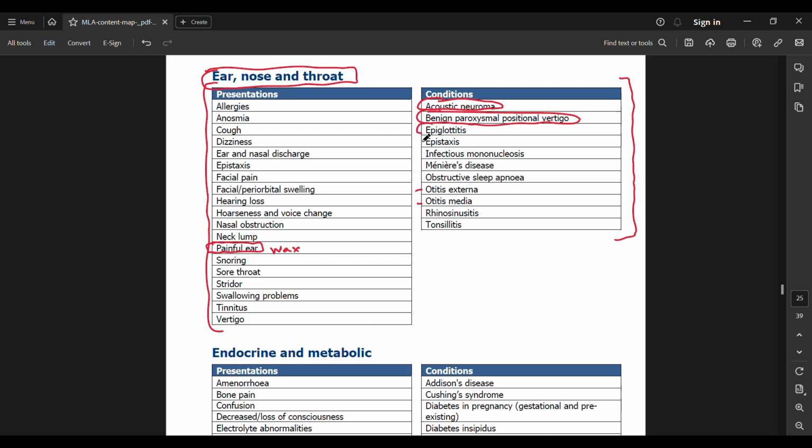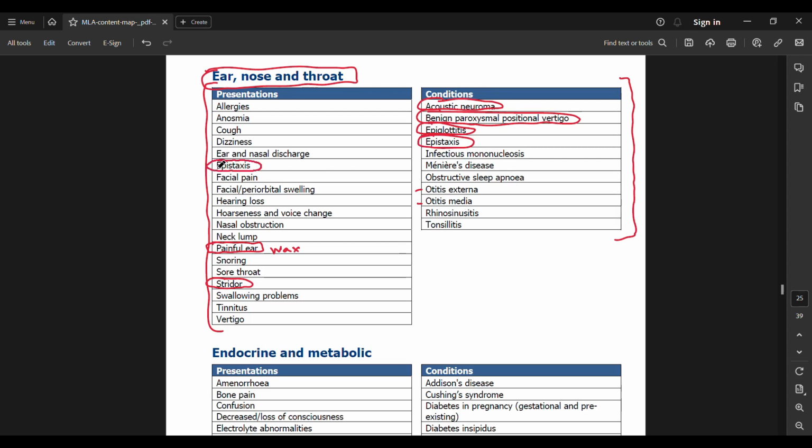Another thing, epiglottitis could be an emergency scenario in a child. You get stridor, right? Make sure you know how to diagnose and treat this condition. Epistaxis, something that shows up a lot, okay? And of course, just know how to counsel the patient here.